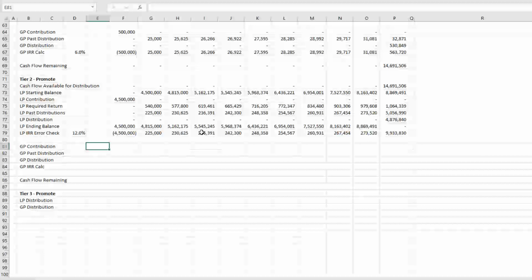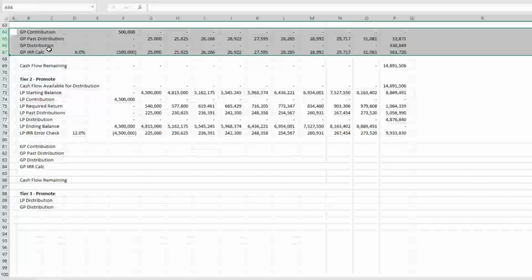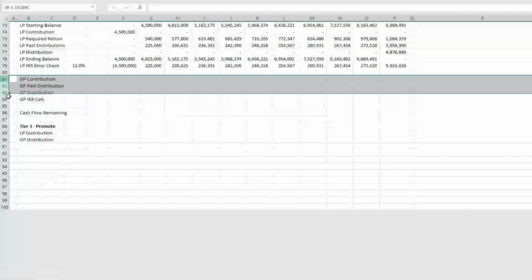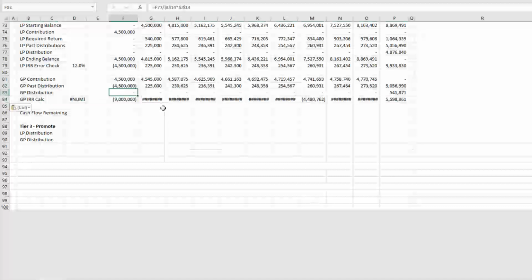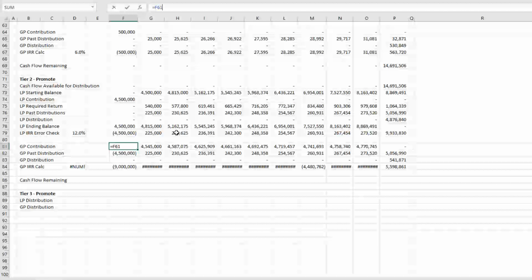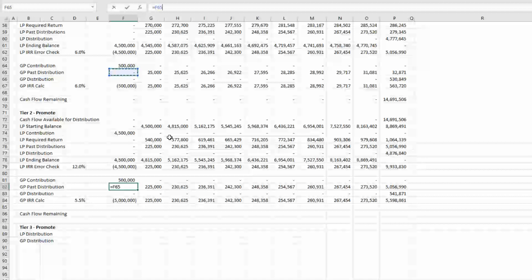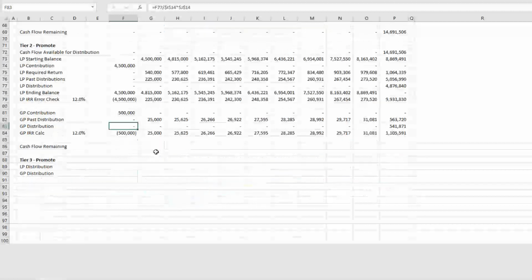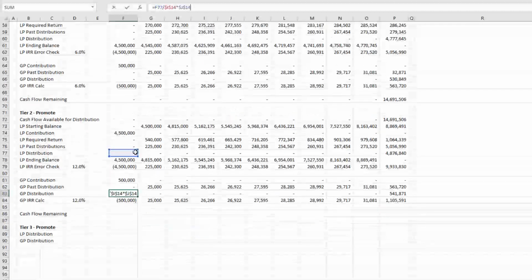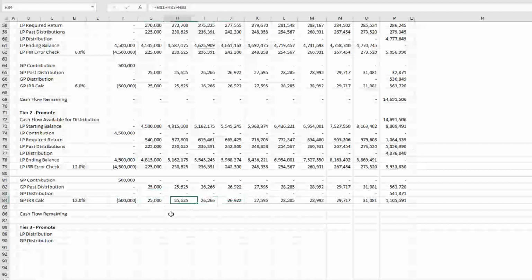The GP cash flows, though, are modeled almost identical. In fact, we'll come up here. Let's grab those rows, hit a Control C, come down, and over these rows, hit a Control V, and let's see how close we are. Okay, the contributions line is off, so GP contributions are equal to that line. Copy that out to the right. Past distributions are equal to the past distribution there, those two. Fill that out to the right. And then the GP distributions here is going to take the LP distribution and gross that up. Okay, that line is done and this line is done.